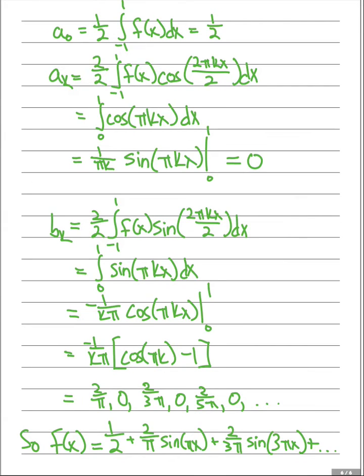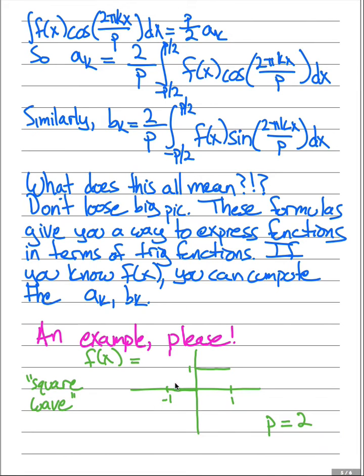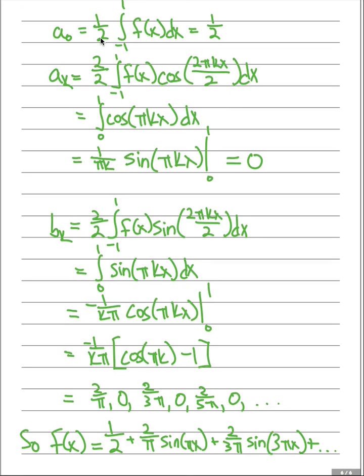a naught is 1 over p times the integral from minus p over 2 to p over 2, so that's minus 1 to 1, of the function. So you have to integrate the function and multiply by 1/2, and you can just go back and look at the picture. If you think of area under the curve, the integral of this thing is 1. When you multiply by 1/2, you find out that a naught is equal to 1/2.